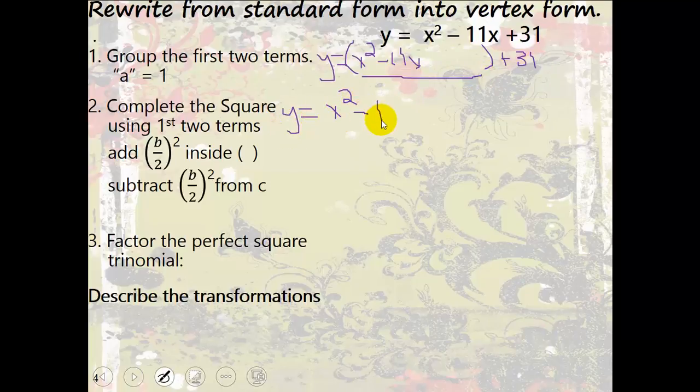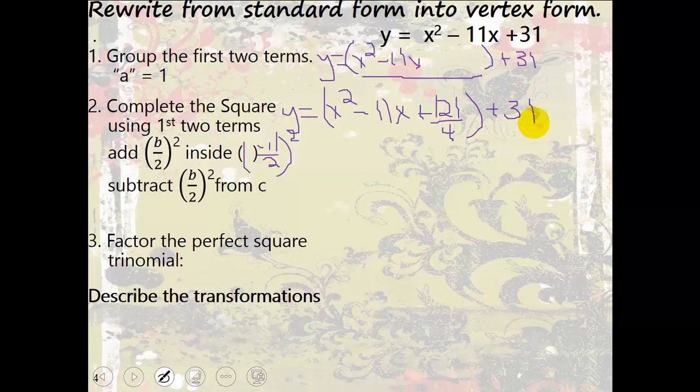All right, so we're going to take negative 11, divide it by 2, and square it. So I get plus 121 over 4. And then, think about this, I've added this much into it. So now I have to subtract off that same amount on the outside. Okay?